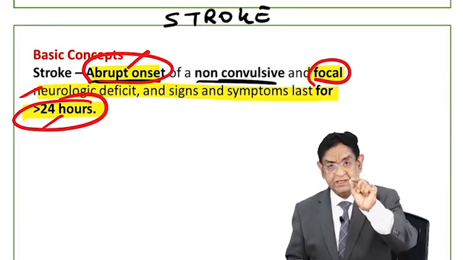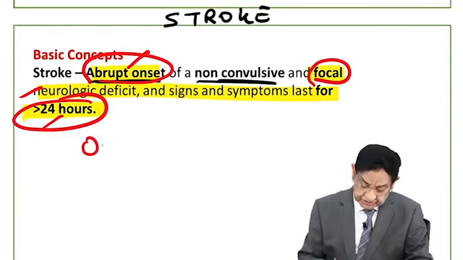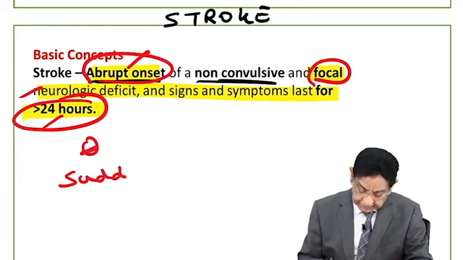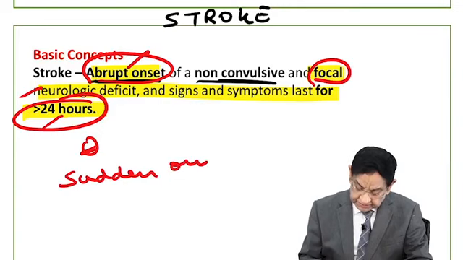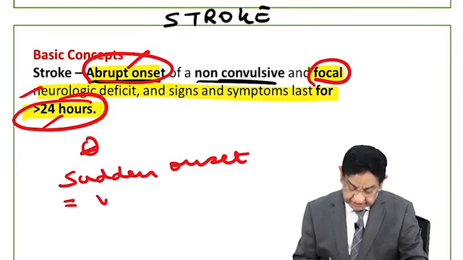Friends, learn the golden line. In neurology, anything which is of sudden onset is vascular.